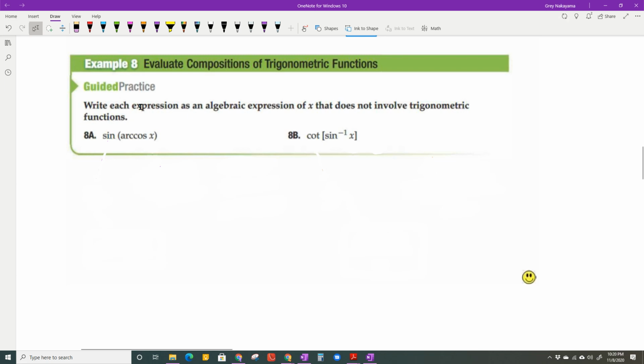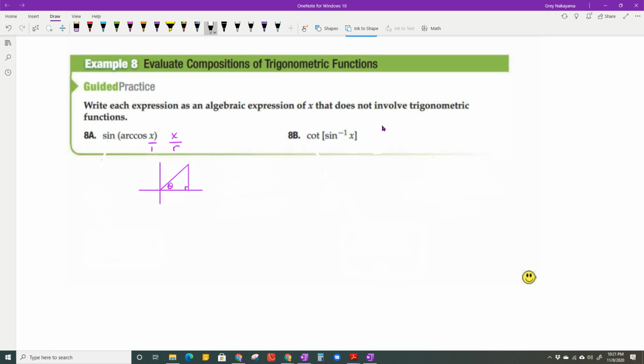All right, last two problems. Write each expression as an algebraic expression of x that does not involve trigonometric functions. Okay, so when you're not actually dealing with numbers, you can't really do the intermediate steps. So what you want to think about: sine of the arc cosine of x. Well, cosine is x over r, and if I only have one thing here, that's x. x is the same thing as x over 1. And if you're not dealing with numbers, I would encourage you to use the triangle.